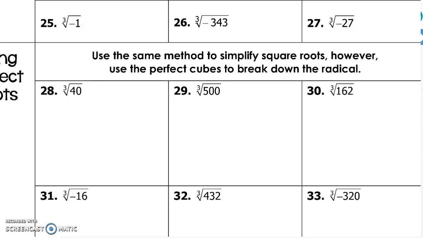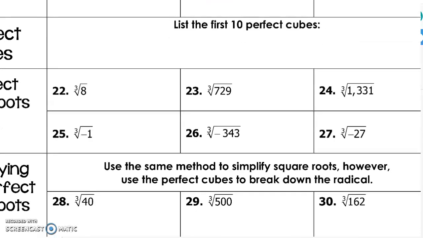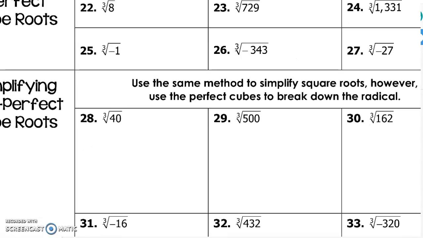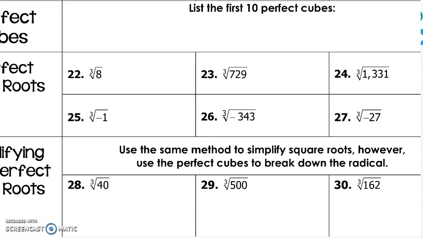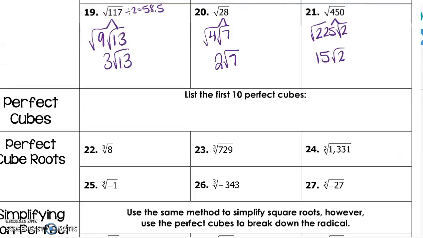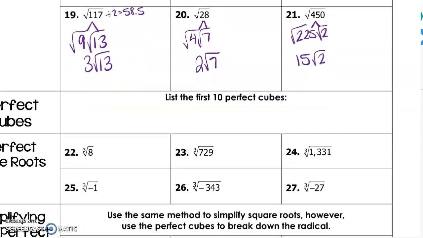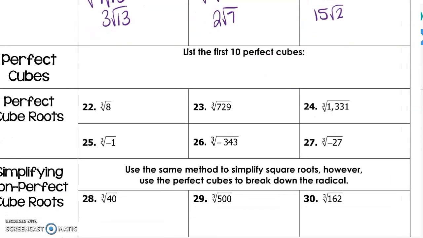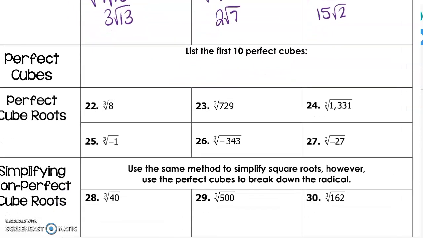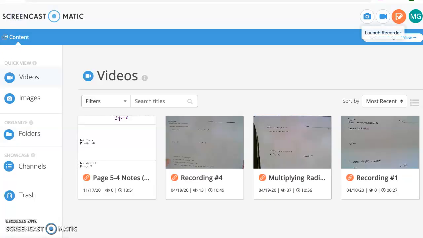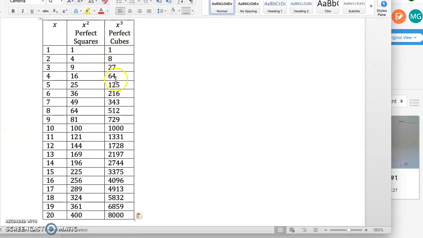This video will cover problems 22 through 36 on note page 611. So 610 and 611 were square roots. Now we are going to be doing cubed roots. So cubed roots means times itself 3 times. So again, you have your sheet of paper that has a list of your perfect cubes.